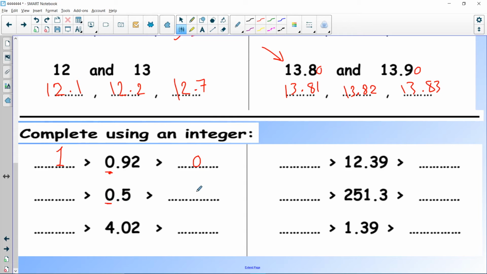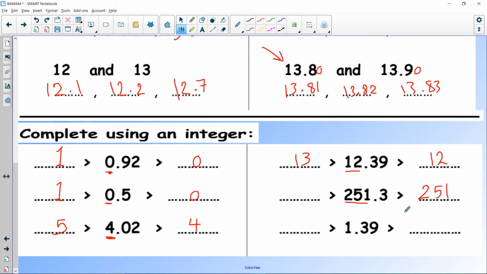Underline the whole number. Write the whole number in the smallest term. Add on this digit 1 becomes 1. Underline the whole number. Put this whole number in the smallest term. Add on this digit 1 becomes 5. Underline the whole number. Write it in the smallest term. 12. Add on this 1 becomes 13. Underline the whole number. Can you answer? Write it. Yes, here 251.